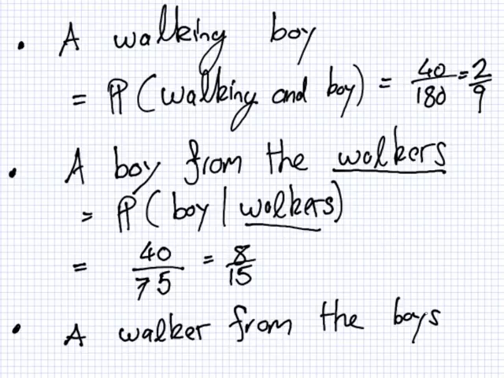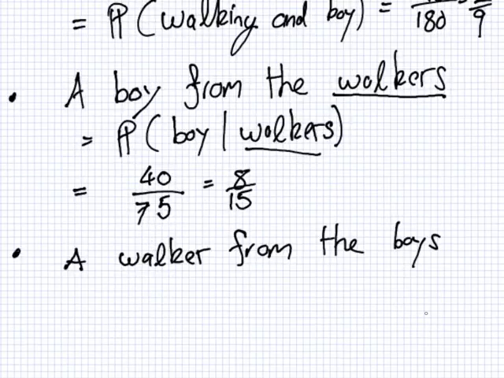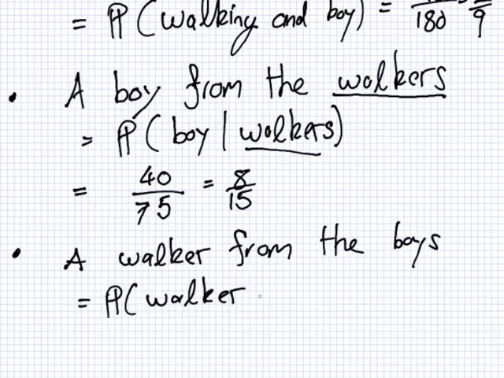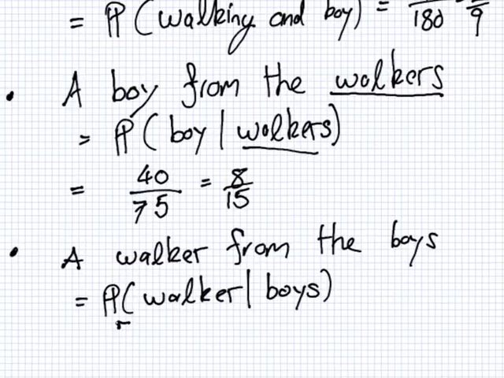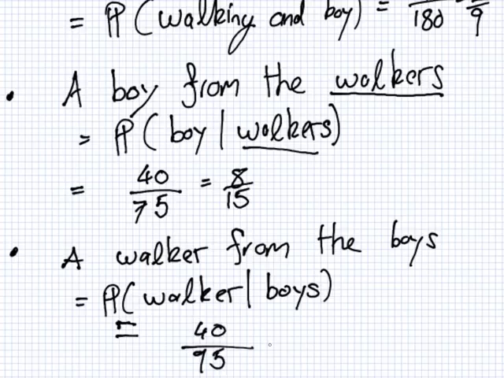Okay. Got this finished? So this is the probability that you'll get somebody who is a walker from only the boys. You're only looking at the boys. So that would be, let me see, how many boys are there? 95. And how many of those? 40, is it? So that would be 8 over 19. So notice how that's quite different to this answer here.